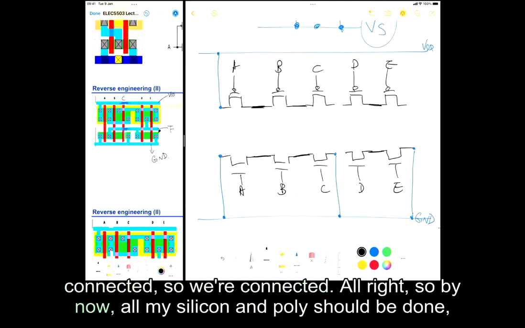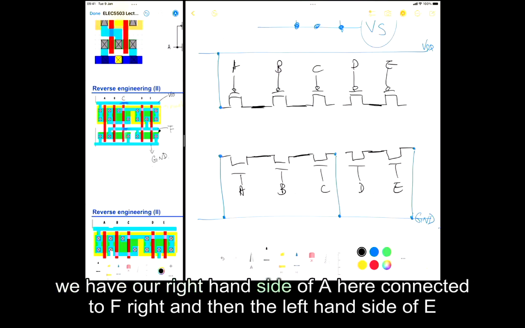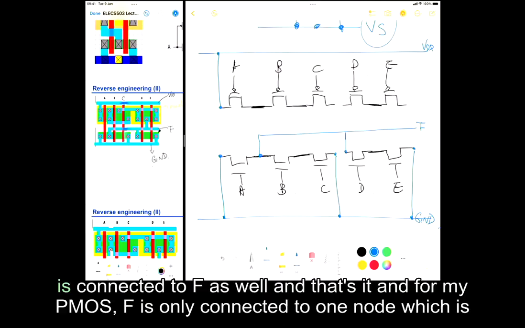All right, so by now all my silicon and poly should be done, and we are just left with some kind of internal node, and let's do it one by one. From NMOS, we have our right-hand side of A here, connected to F, right? And then the left-hand side of D is connected to F as well.